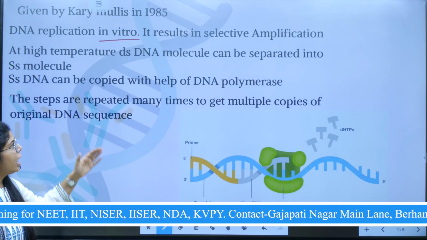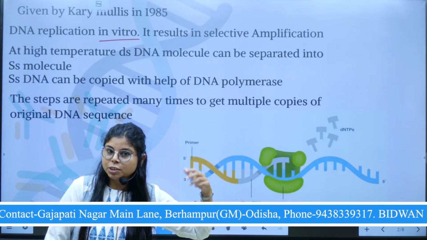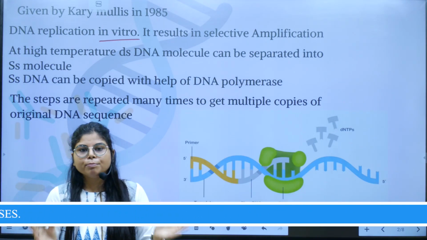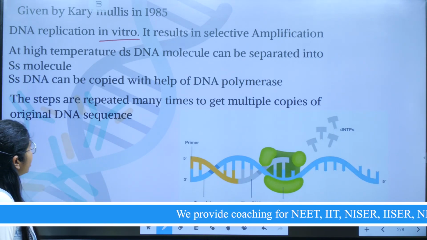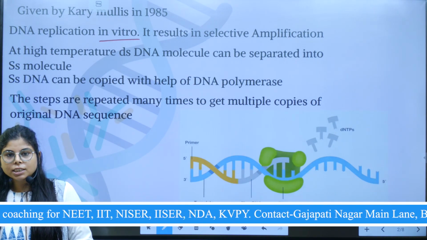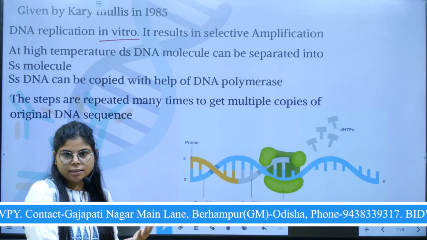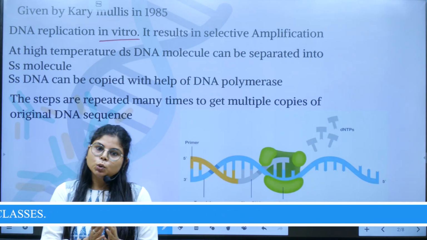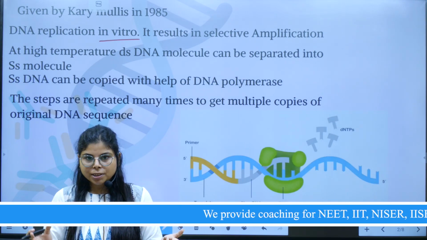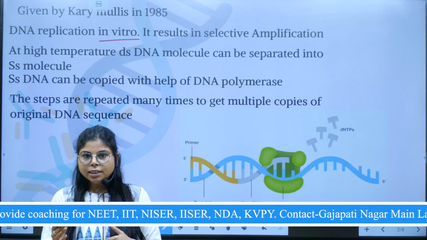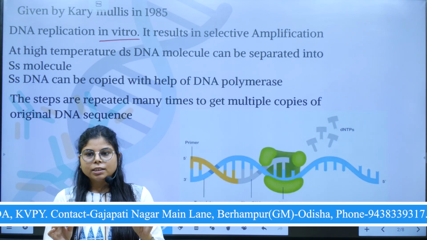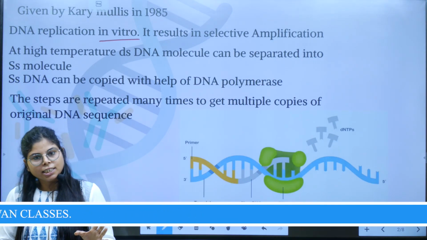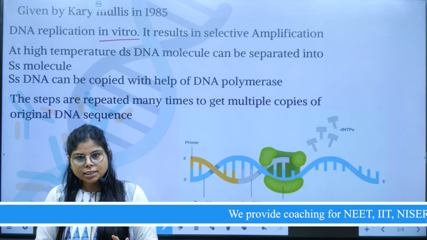This results in selective amplification, which means that a required segment, or the segment of interest, can be amplified using PCR. Now, the principle on which PCR works is the principle on which DNA replication works. During DNA replication, the two strands of the DNA, since DNA is double-stranded, get separated, then the primers come and anneal to the template strand, and then the DNA polymerase carries out the extension.